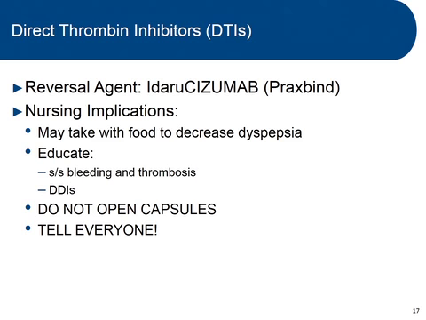So the reversal agent, there is a reversal agent available. It's actually only been on the market for a short period of time. It's called idarucizumab. That's a hard one to pronounce. Brand name Praxbind. And the reason why it's called Praxbind is because of the way it works. It actually binds up the drug so that it can't inactivate thrombin. Nursing implications, as I mentioned already, you can administer this drug with food to decrease dyspepsia if your patient is experiencing those side effects.